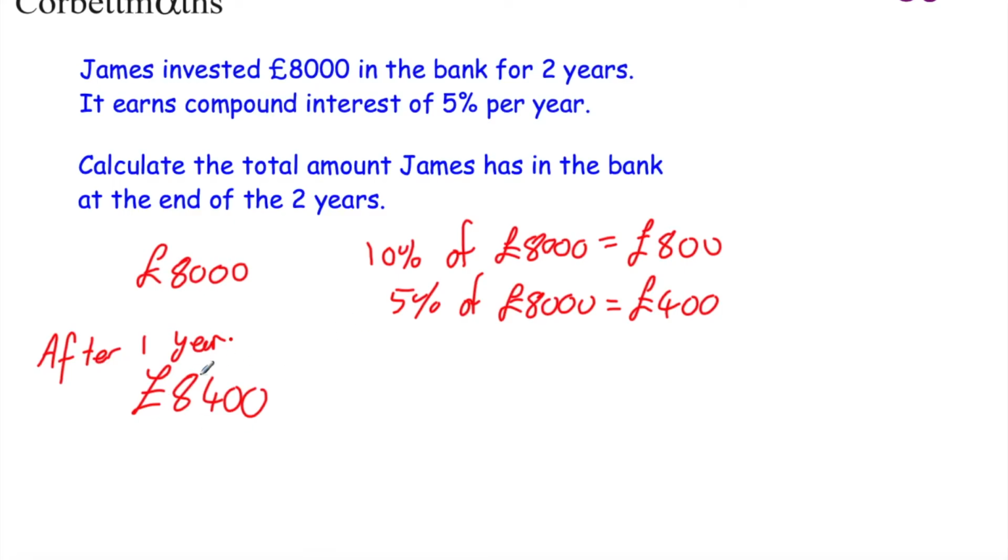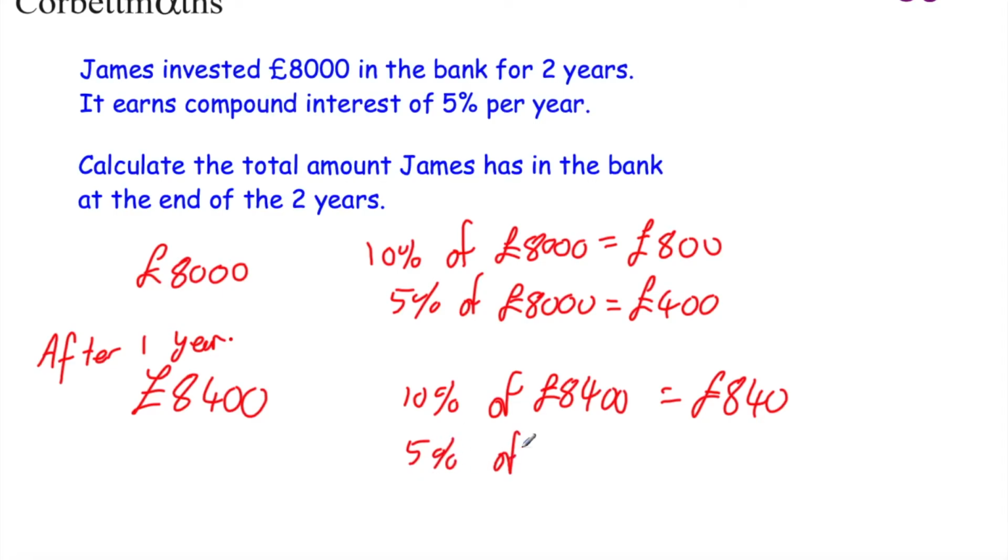So let's find 5% of 8,400. Let's get 10% to begin with. So 10% of 8,400. Dividing by 10 would be £840. Now that's 10%, we want 5%, so we're going to half that. So 5% of £8,400 would be half of that, which would be £420. So that means that in the second year, it earns £420 interest.